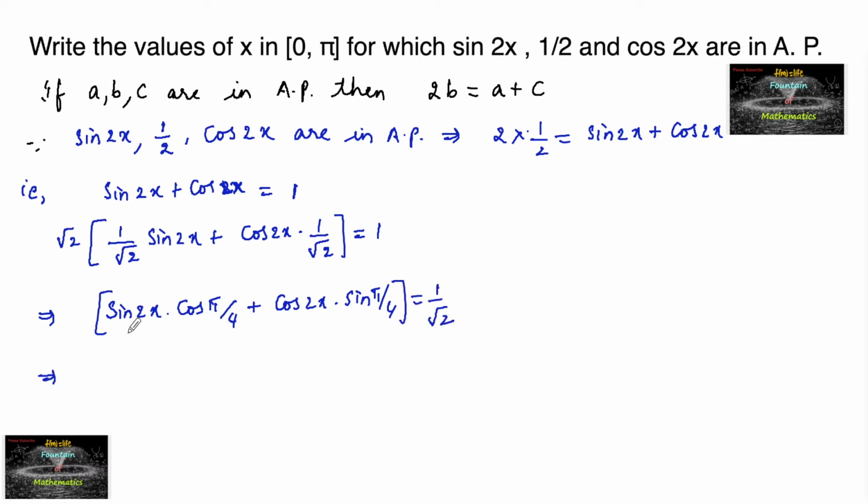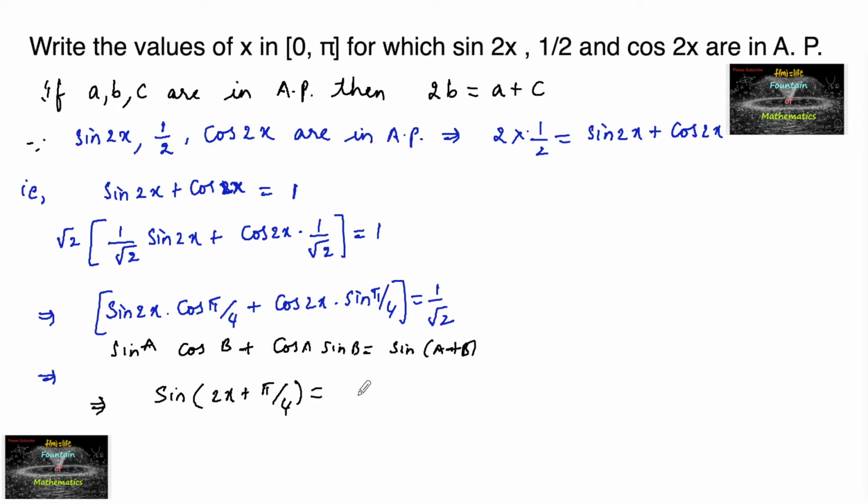So that is in the form of sin a cos b plus cos a sin b, which is equal to sin (a plus b). So here a is equal to 2x and b is equal to pi by 4. So let us write this: sin (2x plus pi by 4) is equal to 1 upon root 2.